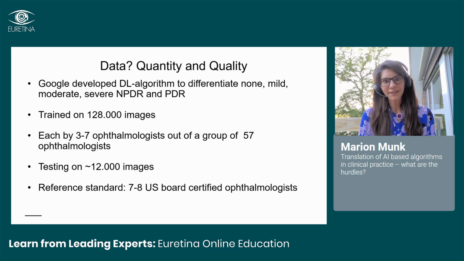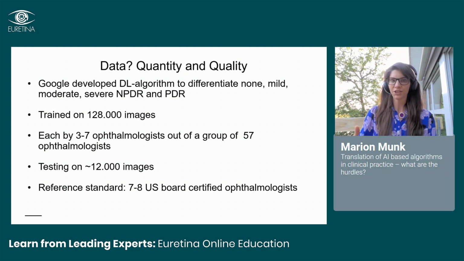And in terms of quality, each image was looked at by 3 to 7 ophthalmologists out of a group of 57 ophthalmologists. So you had 3 to 7 ophthalmologists who looked at each picture and decided what kind of diabetic retinopathy severity stage it is. And this algorithm was then tested on 12,000 images.